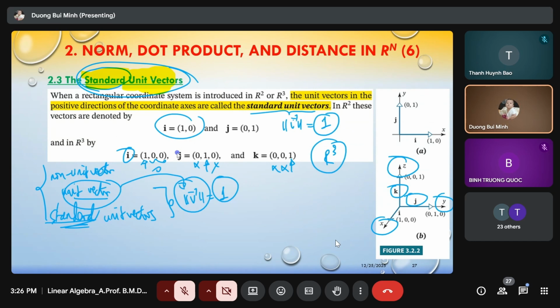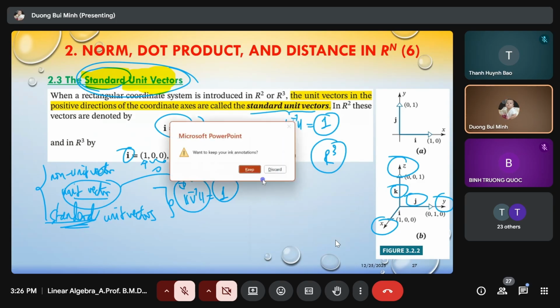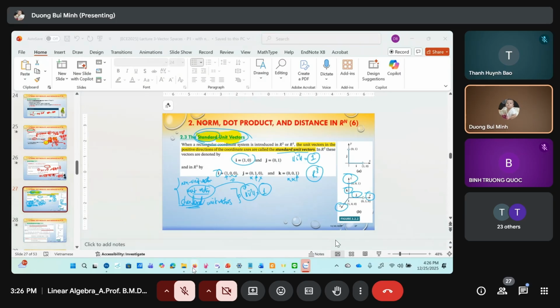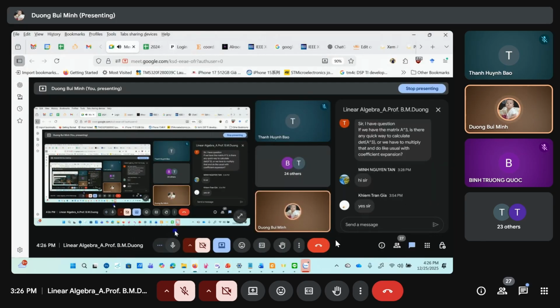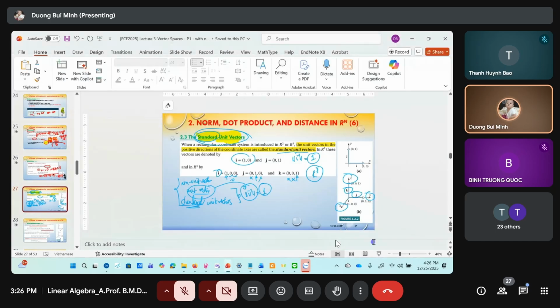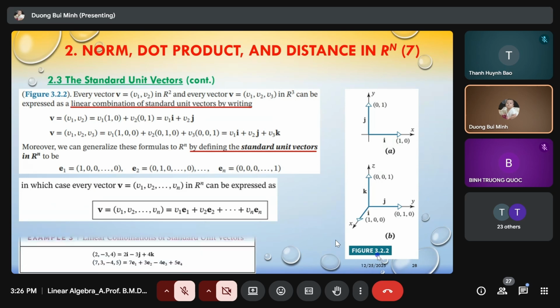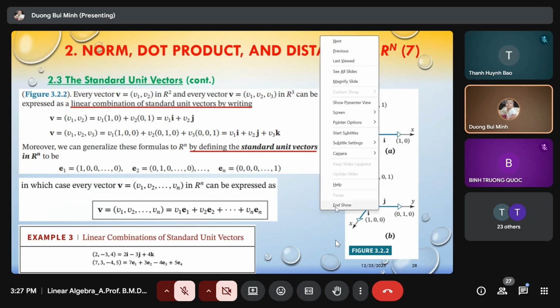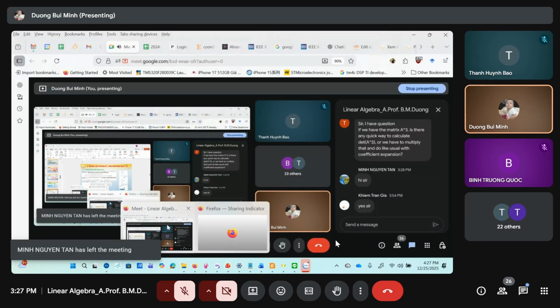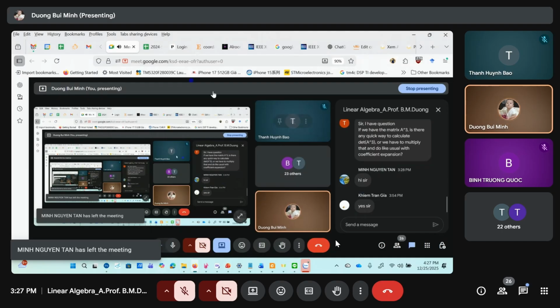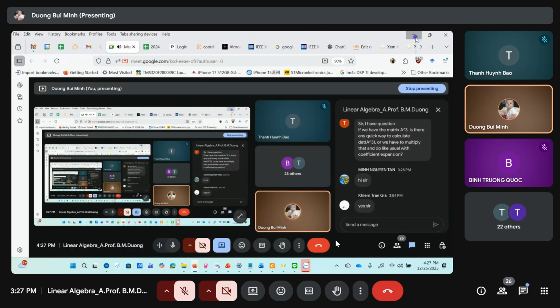Any questions so far? Oh, no questions. Okay, so we continue if we have no questions. Oh, questions? No question, just yellow. Okay, sorry. So sorry.